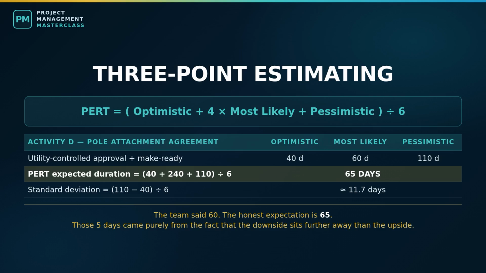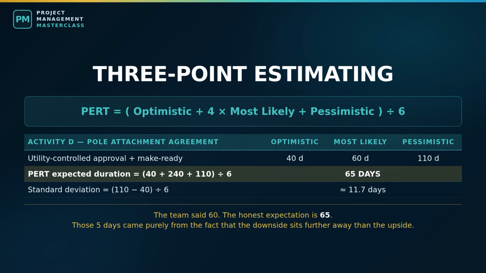Then you combine them. The PERT, or beta, weighting is optimistic, plus 4 times most likely, plus pessimistic, all divided by 6. That trusts the most likely value more heavily while still letting the tails pull the answer. Let's do a real one. On our fiber project, the pole attachment agreement with the utility. Optimistic, 40 days, if the utility is responsive and our application is clean. Most likely 60 days. Pessimistic, 110 days, because make-ready engineering comes back requiring pole replacements and we join a queue.